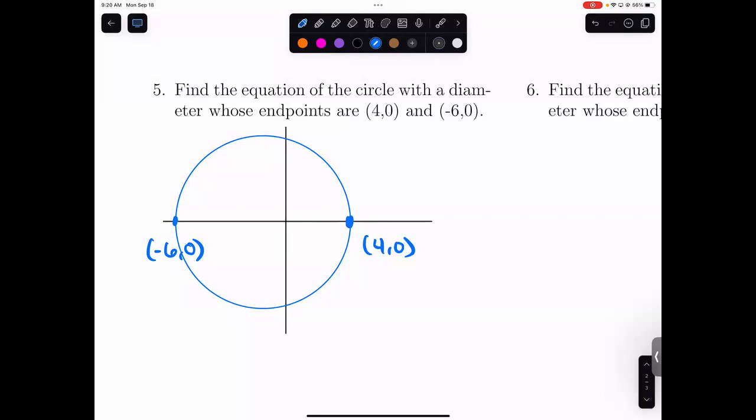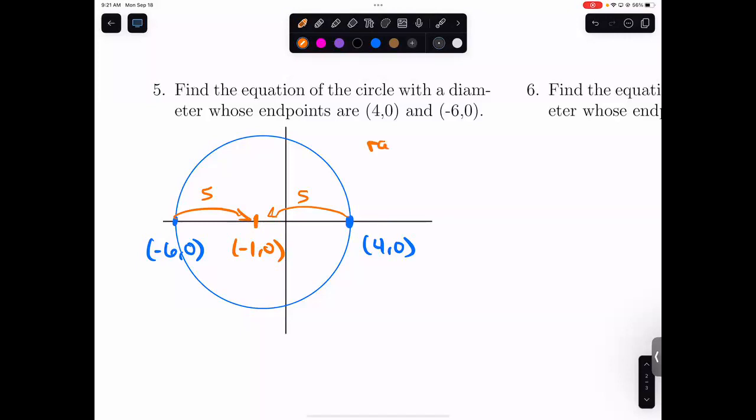So the diameter is 10. What's the radius then? 5. Where's the center? Well, 5 over from here and 5 over from here would be negative 1, 0, right? So if they happen to be on the same horizontal line or on the same vertical line where they kind of mesh well with the square grid that we have, then I can figure out what I need just by counting, right?